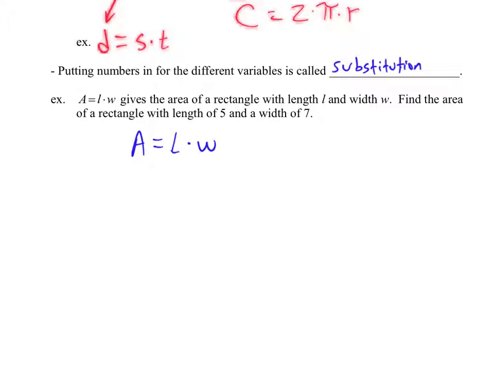Times by 7. Trying to do it in smaller steps. Length of 5, so you put a 5 in for L. A width of 7, put a 7 in for W, because we have the length and the width. Yes? So then it tells you to multiply them.